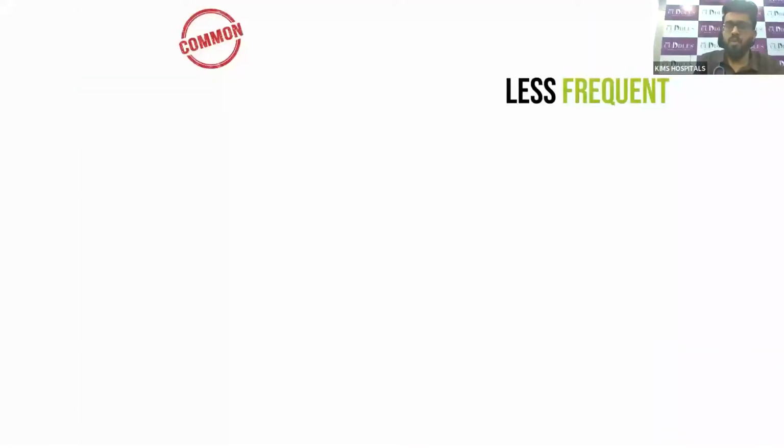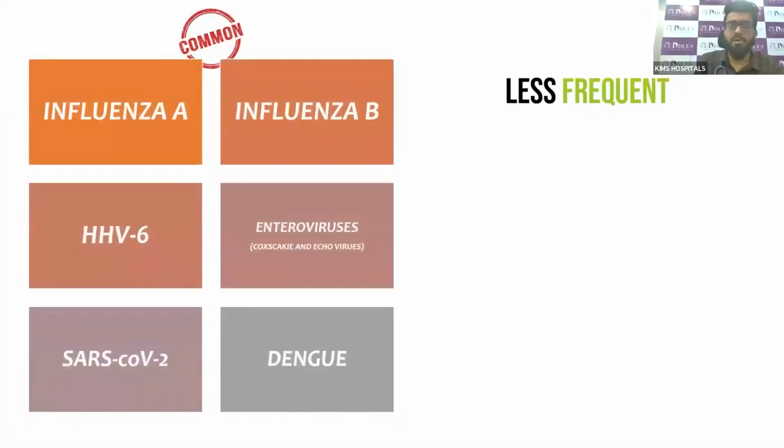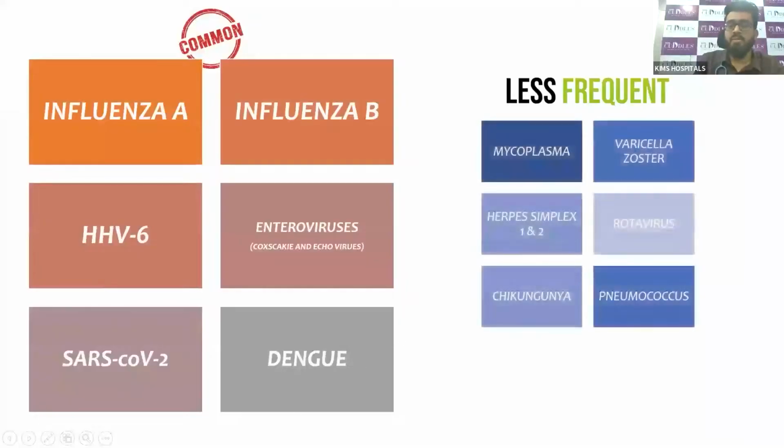So what are the viruses commonly known to cause ANE? These are the big six, very important to remember: influenza A and B, HHV-6, which is the same virus that causes febrile seizures, enteroviruses including Coxsackie and echoviruses, SARS-CoV-2 during the COVID pandemic, and also dengue in Asian countries, and especially India. Less common organisms include Mycoplasma, varicella zoster, HSV 1 and 2, rotaviruses, chikungunya, and pneumococcus.